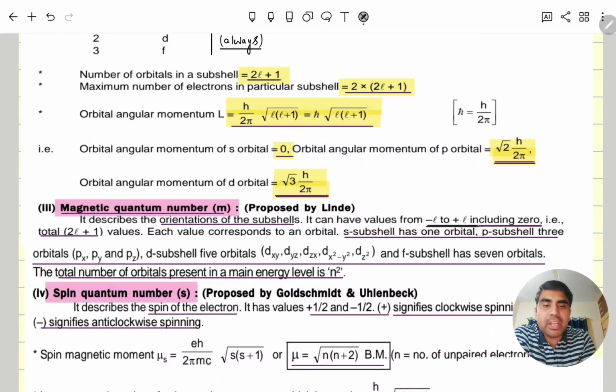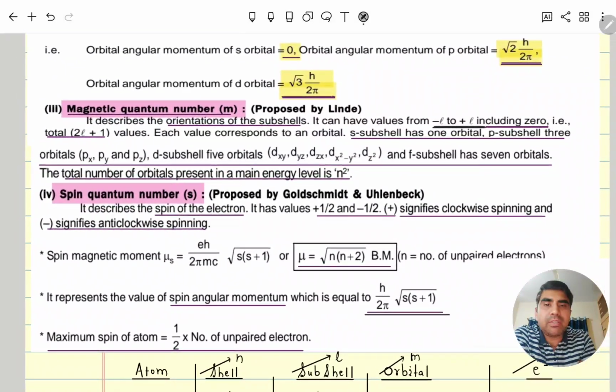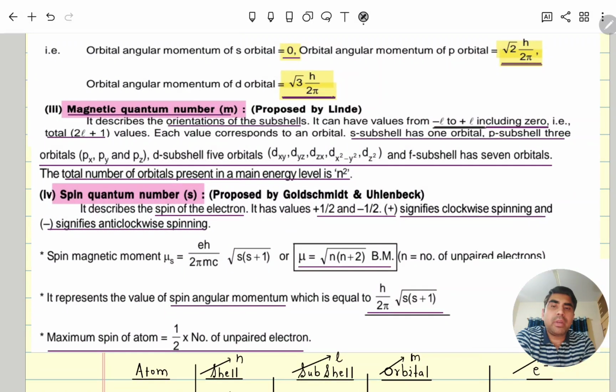Next, coming to the magnetic quantum number. The magnetic quantum number is related to orbitals.